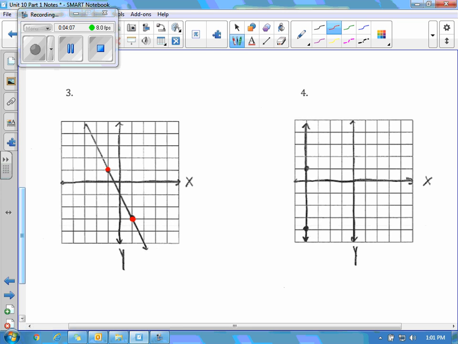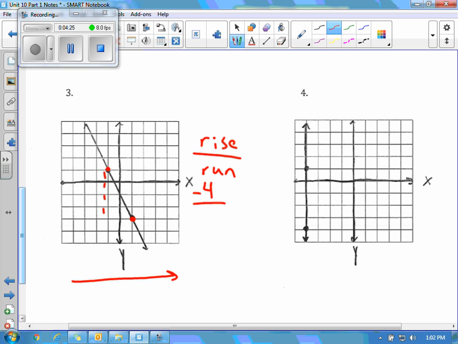We're going to start from the left and go to the right. We want to do the rise over the run. So for this one, starting at my left point, I need to go down. So I'm going to go down 1, 2, 3, 4. Since I'm going down, I'm going to say that's a negative 4.